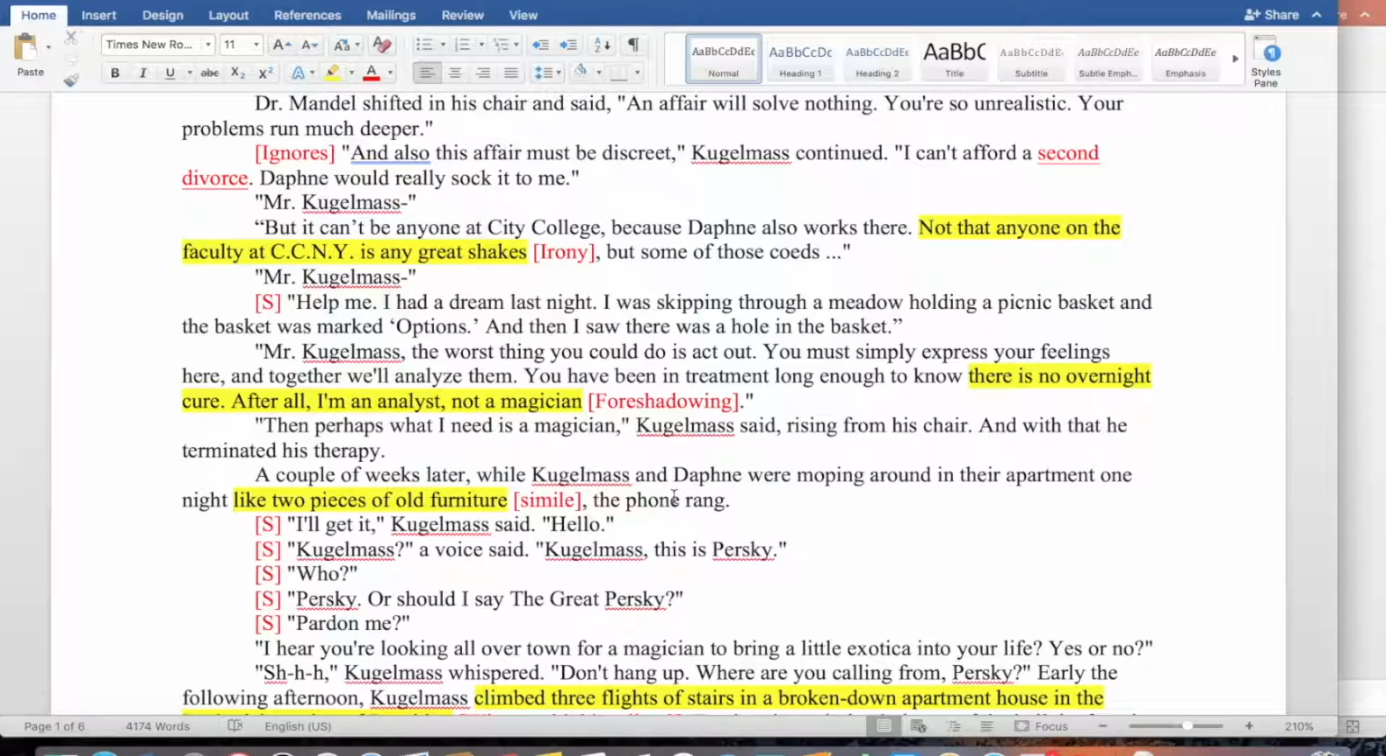Mr. Kugelmass, and then you could see here that he's ignoring the analyst. So he goes to someone for help and ignores them.